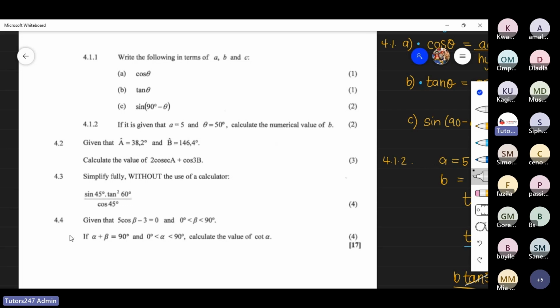Okay, so let us proceed to read the question. It states that 4.2, given that A equals 38.2 degrees and B is equal to 146.4 degrees, calculate the value of 2 cosec A plus cos 3B. So all we are now going to do is substitute the value of A into cosec A, and we are going to substitute the value of B into cos 3B. That's all we're going to do. From there, we can put it into our calculator and get a final answer.